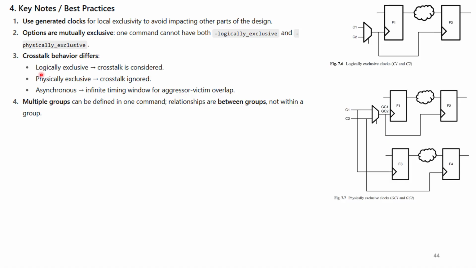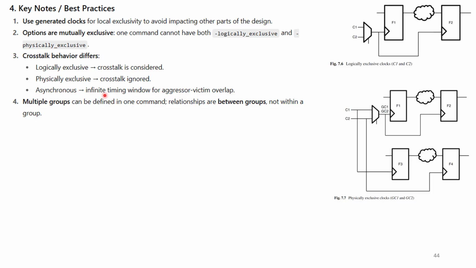Crosstalk behavior differs. For logically exclusive, crosstalk is considered. For physically exclusive, crosstalk is ignored. So this is the thing they will ask in an interview. So remember this point. Logically exclusive means they won't share any physical relationship. As these clocks C1 and C2 are present in parallel, there may be a chance of crosstalk. So crosstalk is considered. Whereas physically exclusive means we are applying two different clocks on a single net. So here crosstalk is ignored.